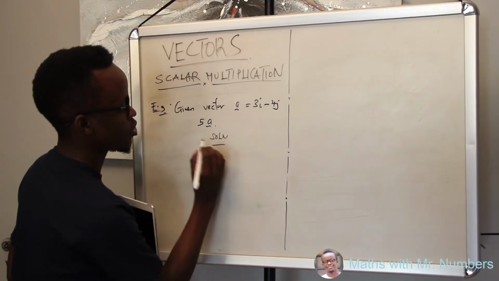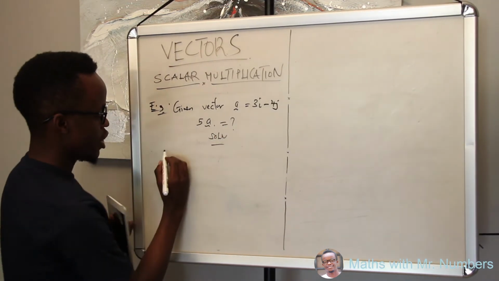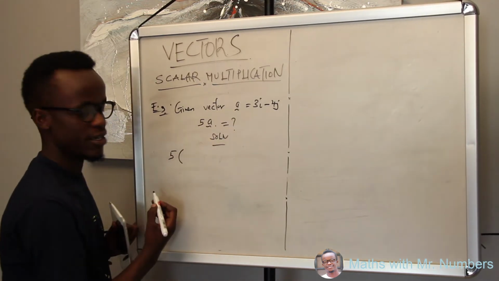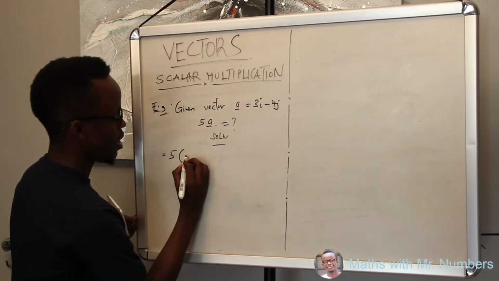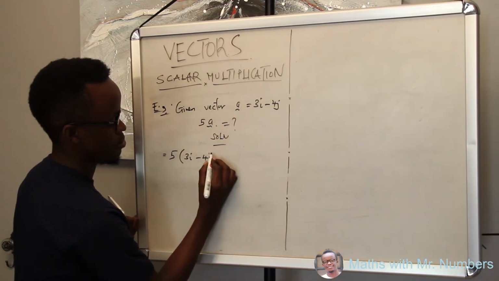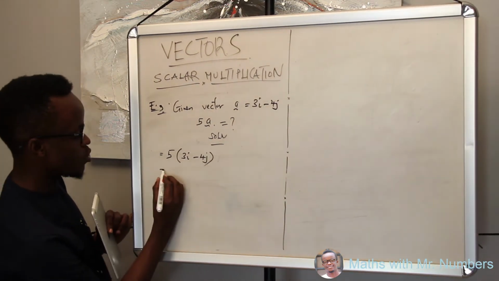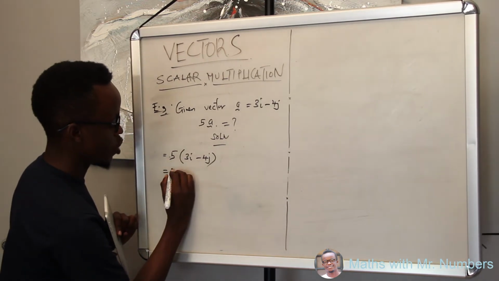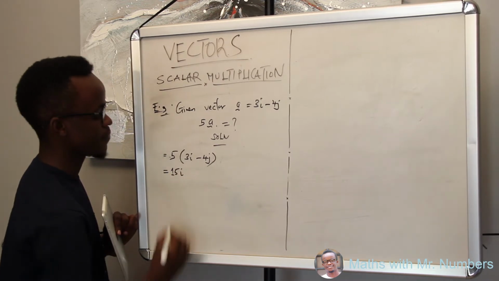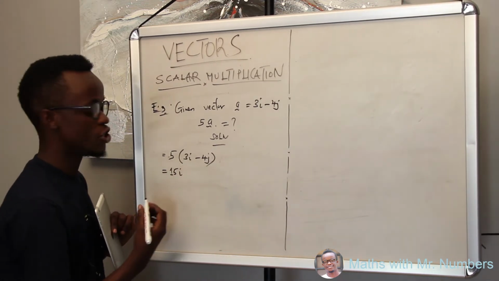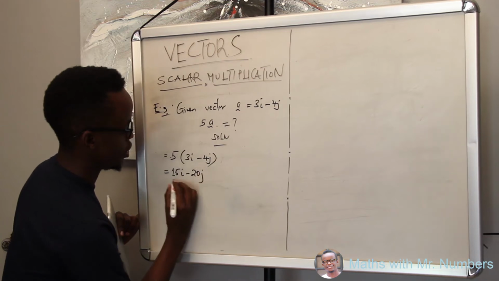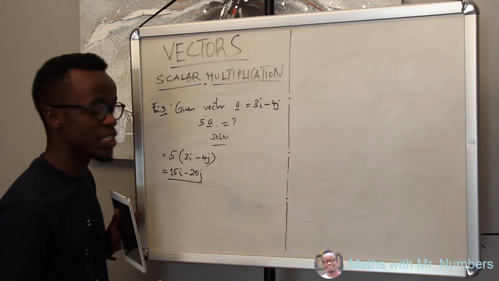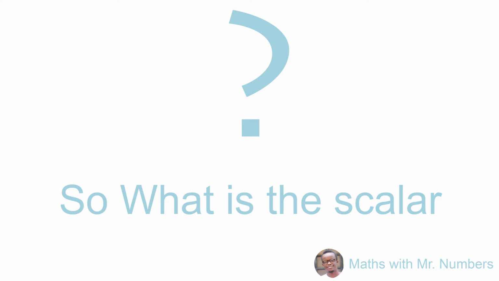Therefore, the solution of this kind of question is, you take that 5 outside, then you put brackets, and you substitute the value of vector A, which is 3i minus 4j. After this, we are going to multiply 5 by opening the brackets. Therefore, 5 times 3 equals 15i. Then 5 times minus 4j equals minus 20j. This is how we are going to deal with scalar multiplication. You just have to multiply a number outside with a certain vector.